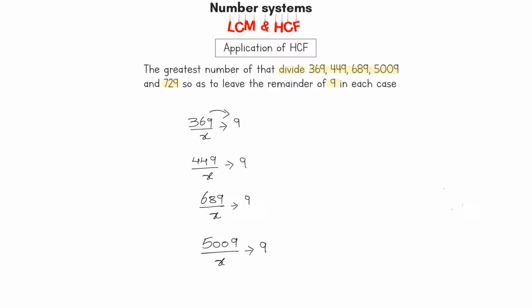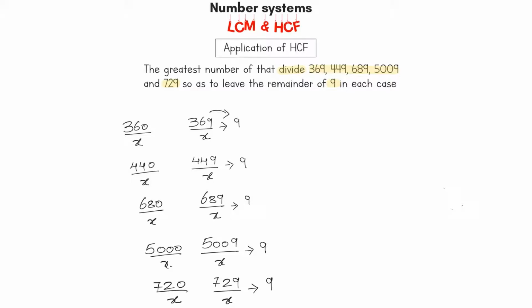369 minus 9, which is nothing but 360, will be completely divisible by this number, and so will be 440, and so will be 680, and so will be 5000. Let's take the last number here. 729 divided by this number gives the remainder of 9, and so 720 will be completely divisible by this number.